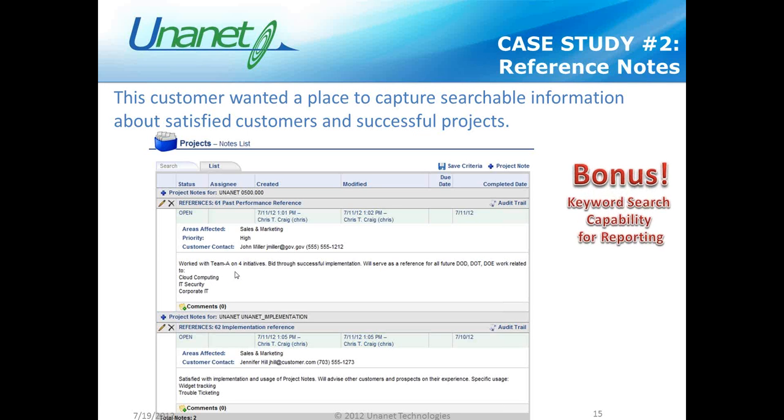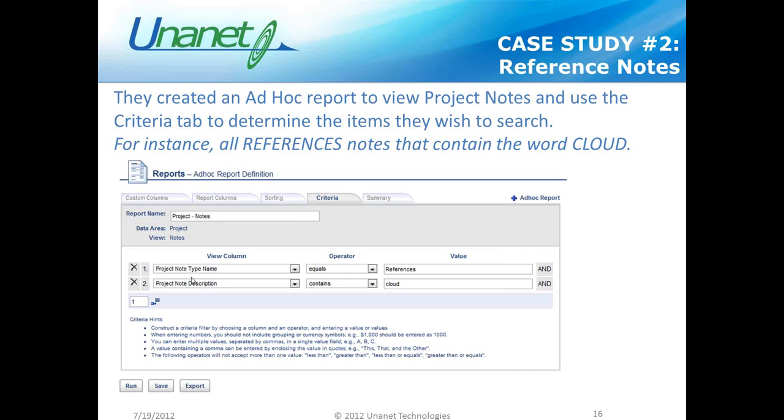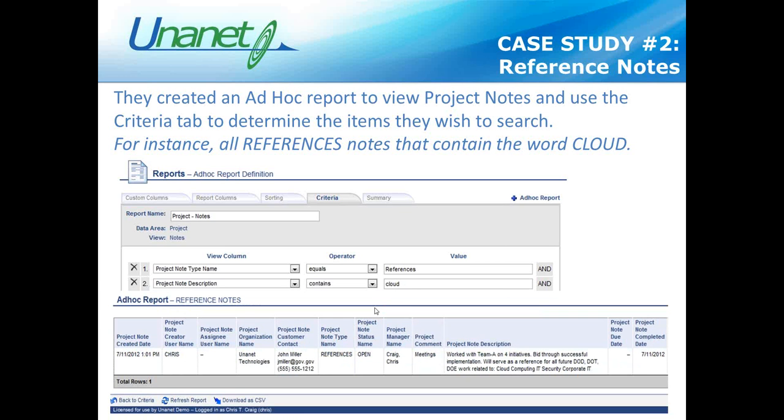This is important because in our reporting efforts, we do have a keyword search capability for reporting. So keeping in mind that this particular reference note includes cloud computing, you can actually create an ad hoc report that will view project notes, and by using the criteria tab in ad hoc reporting, you can determine the items you want to search. For instance, in this case, we want to look at all reference notes that contain the word cloud by using project note description contains cloud. When we run that search, we find the note that we just saw because it contained the word cloud.